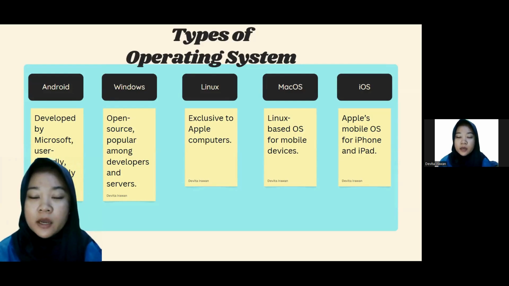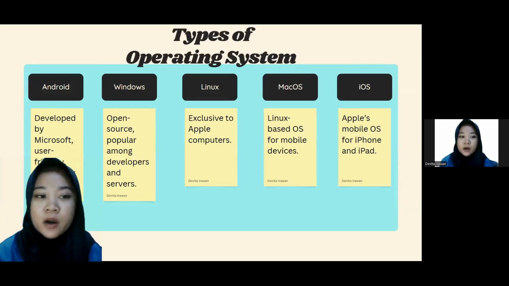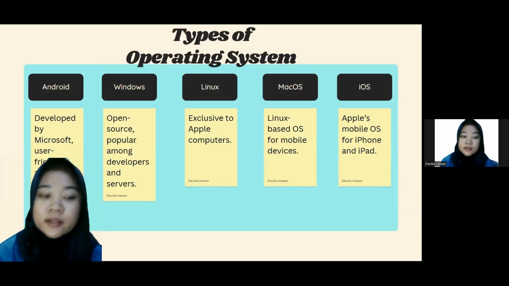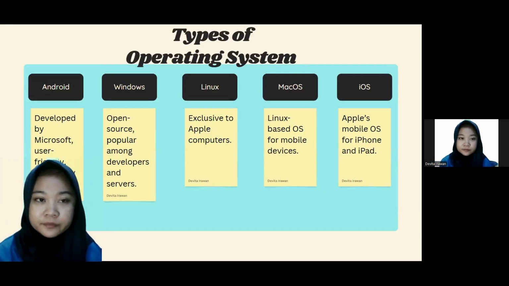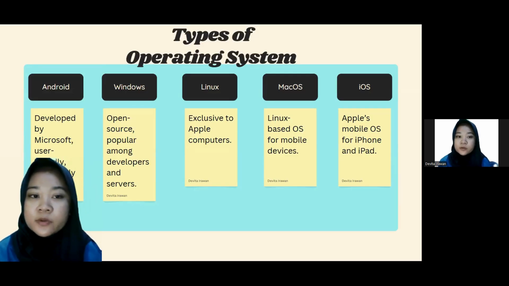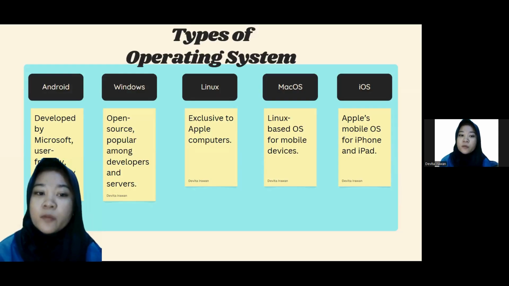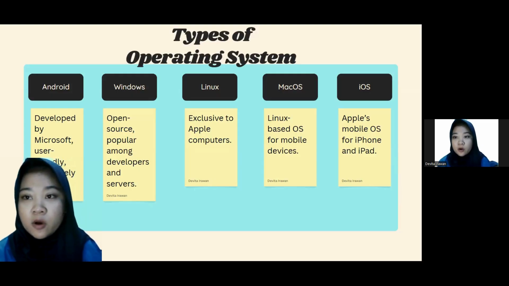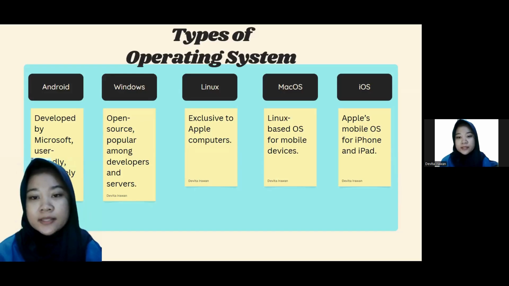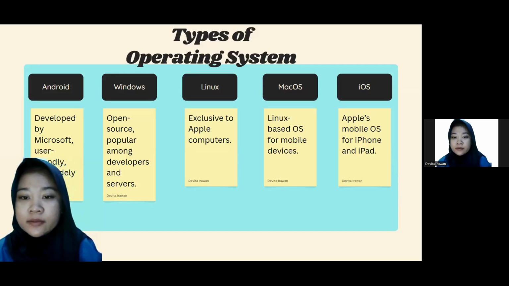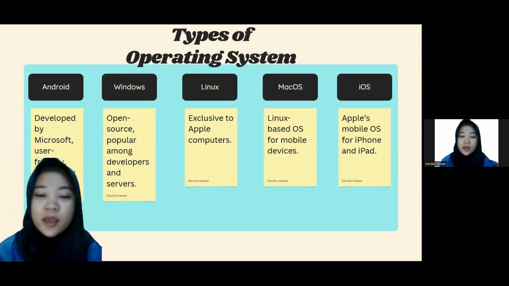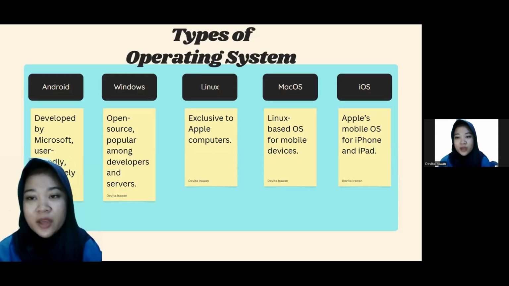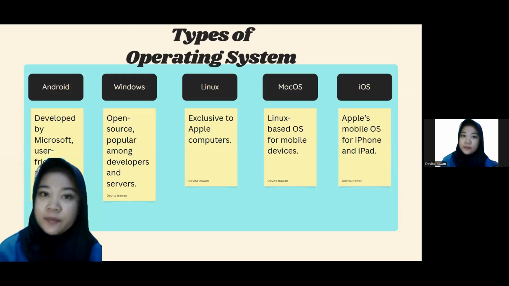So the first one we have Android. It is developed by Microsoft, user-friendly and widely used. The second one we have Windows. It's open source, popular among developers and servers. The third one we have Linux. It's exclusive to Apple computers and Mac OS, Linux-based OS for mobile device. And the last famous one, we have iOS. It's Apple's mobile OS for iPhone and iPad.